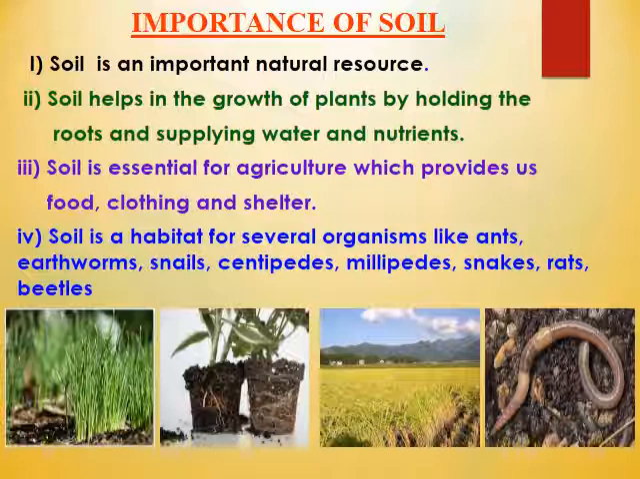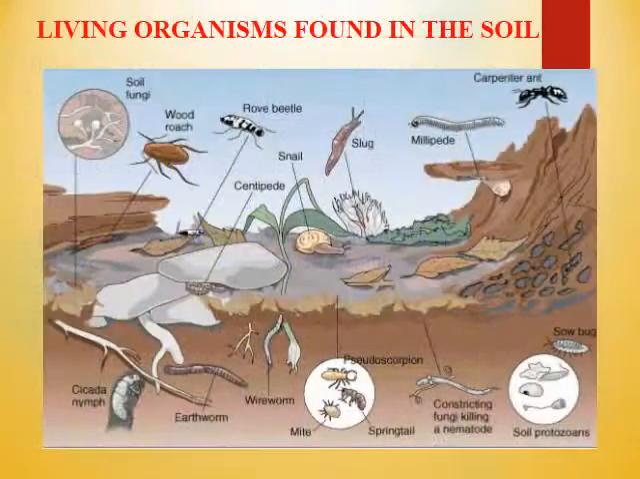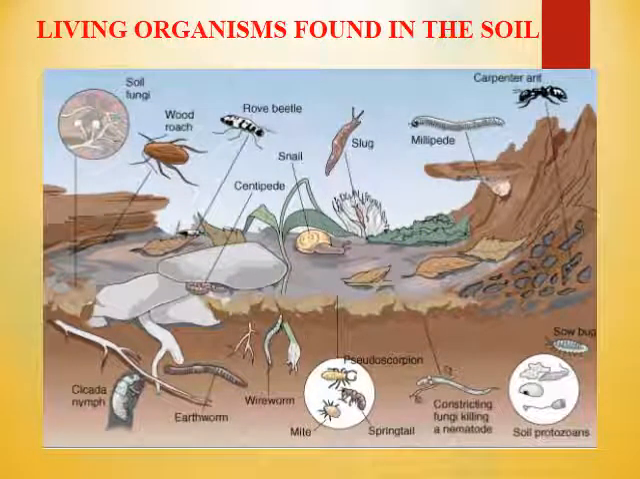Soil is a habitat for several organisms like ants, earthworms, snails, centipedes, millipedes, snakes, rabbits, and beetles. Here are some of the living organisms that are found in the soil. Some are small and some are big.